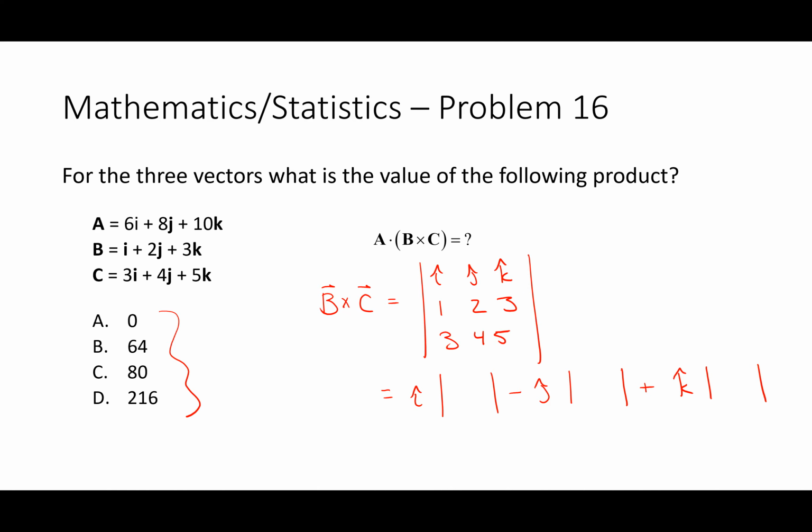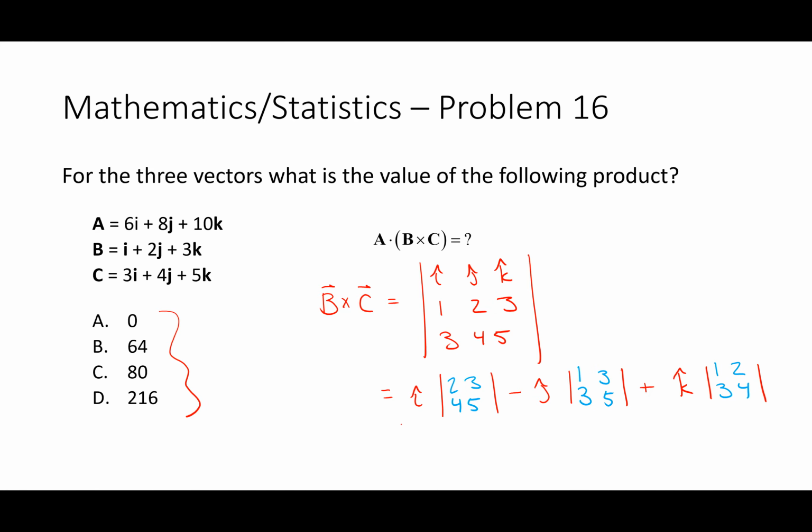And what are those determinants? Well, let me use a different color. Let's say we're doing the i determinant. You cross out the row and the column associated with i, and you get 2, 3, 4, 5. For j, cross out the row and the column associated with j. And what numbers am I left with? 1, 3, 3, 5. You can see those numbers left over in the big matrix. What about the k? Cross out the row, cross out the column. 1, 2, 3, 4. Pretty slick.